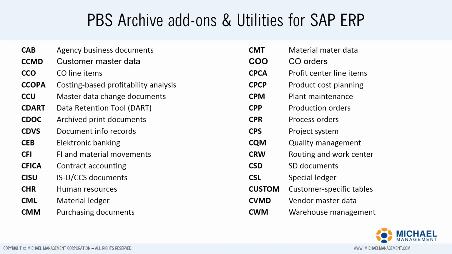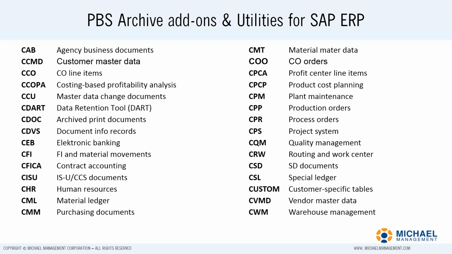All right, so just a moment. Rather than doing a development effort, you can also lean on PBS Archive add-ons. These are the list of add-ons, and they more or less coincide with a module or submodule and a respective archive object, and the list reports and the transaction codes for displaying the document are pretty much exactly as the user is familiar with, so it's very easy for user acceptance.